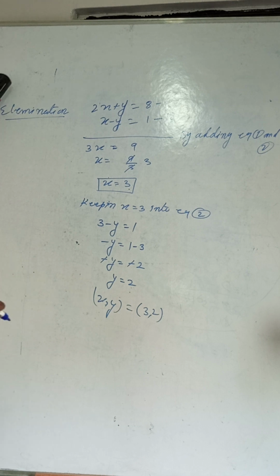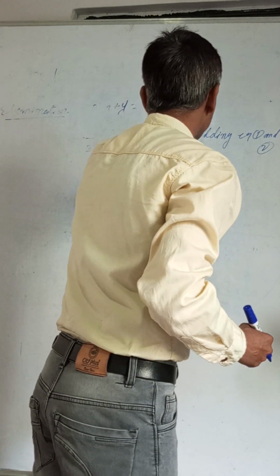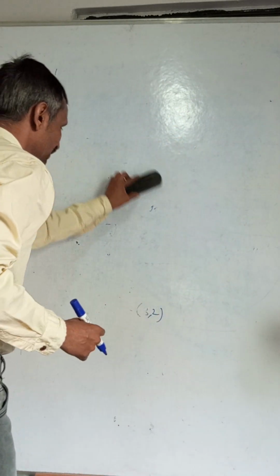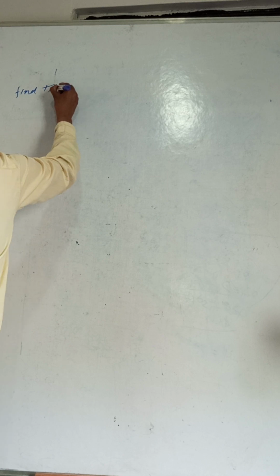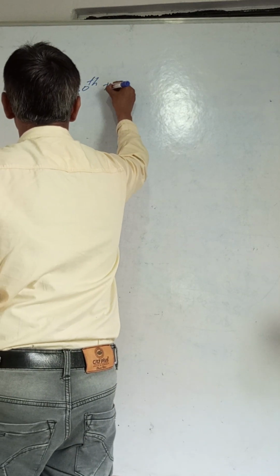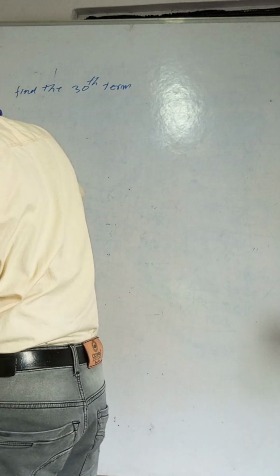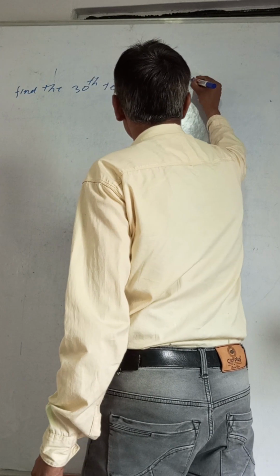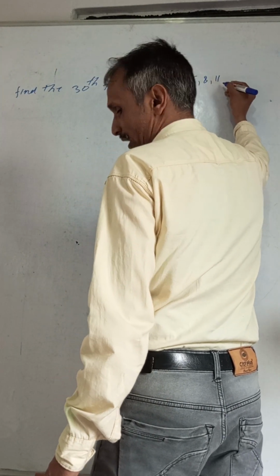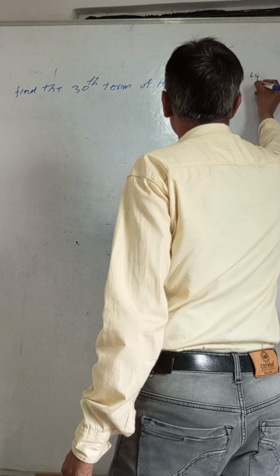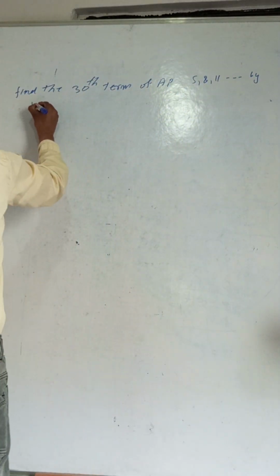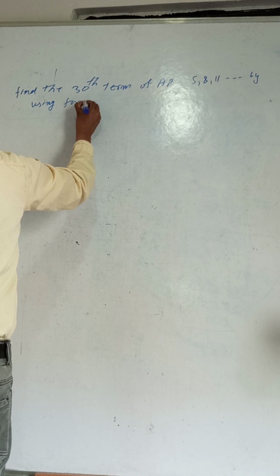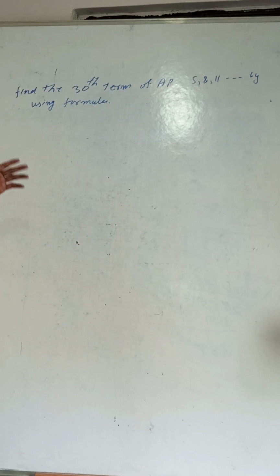Next we are going to find the answer to the next question, question number 18. Find the 30th term of the AP given: 5, 8, 11 and so on, by using the formula. You have to use the formula and find the 30th term.